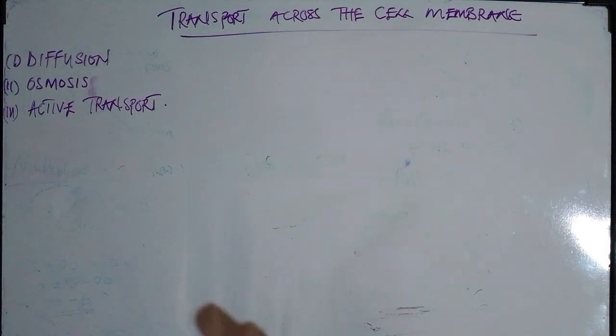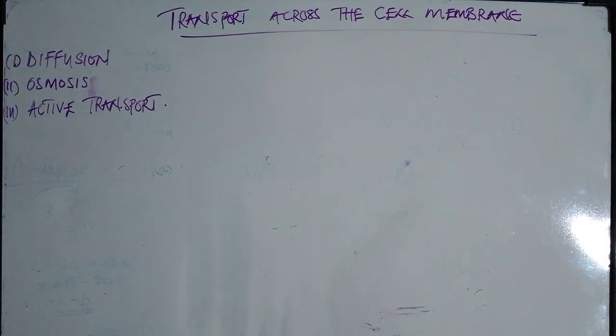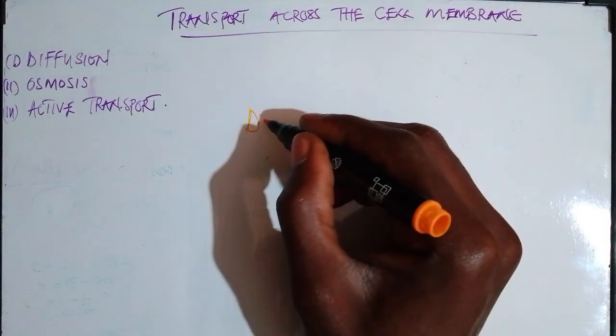So these are the three transports which occur across what? The cell membrane. So these three transports help substances cross the what? The cell membrane. So without wasting much of your time, we are going to start by looking at our first mode of transport, which is diffusion.